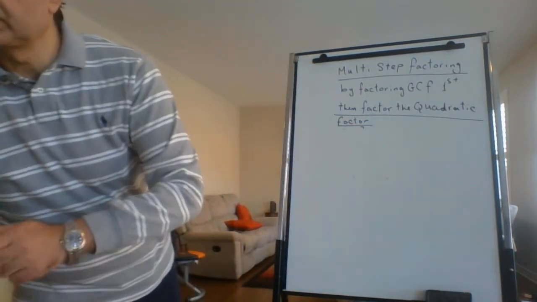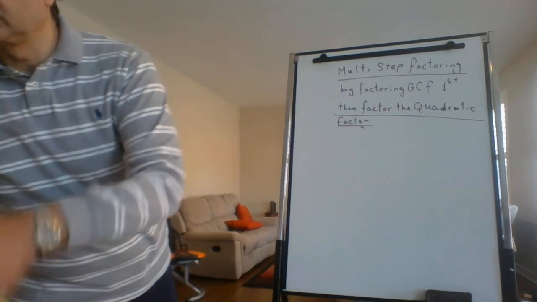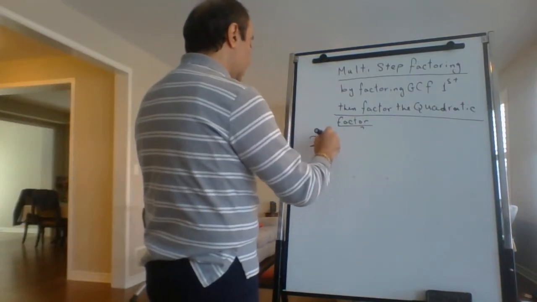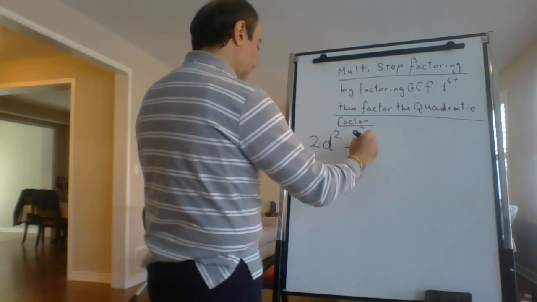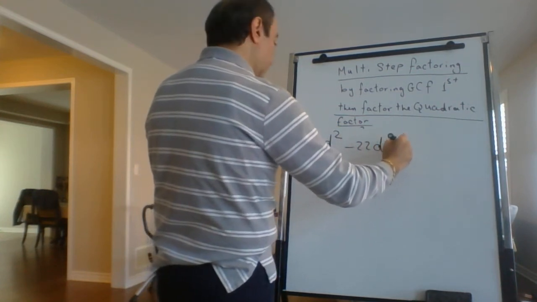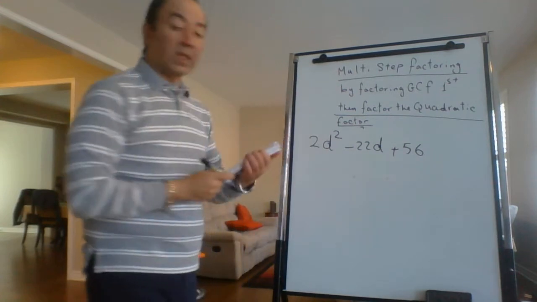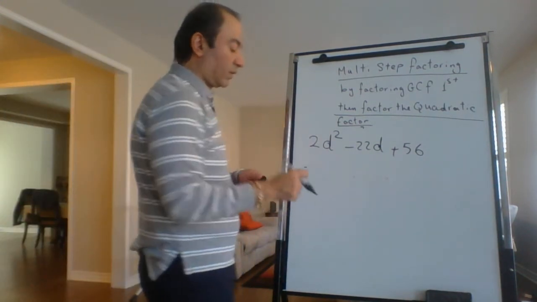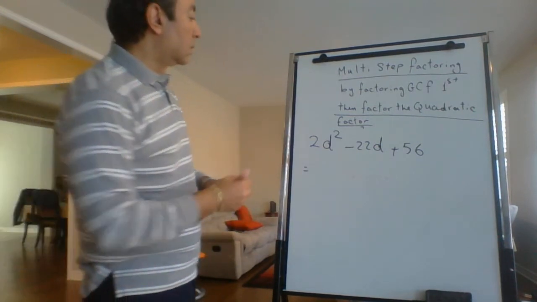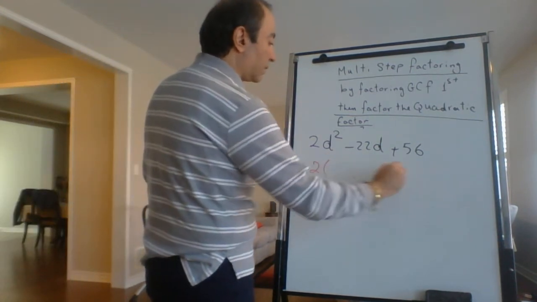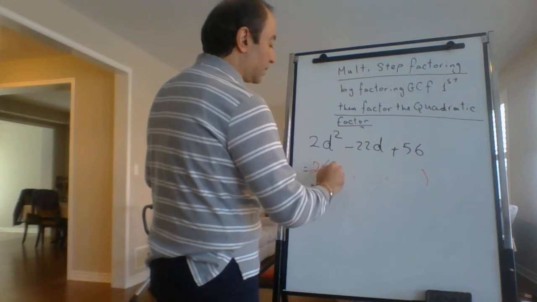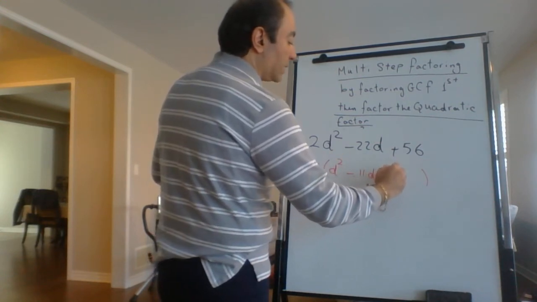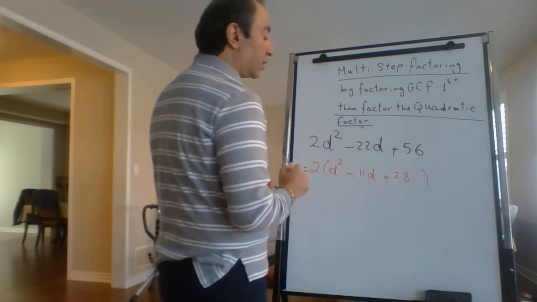Example 2. 2d squared minus 22d plus 56. When I look at this, I find that 2 is common, so I will factor the 2 out. When I factor the 2 out, what remains inside the brackets is d squared minus 11d plus 28, because 56 divided by 2 is 28.